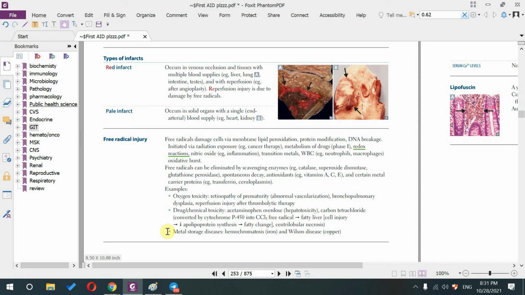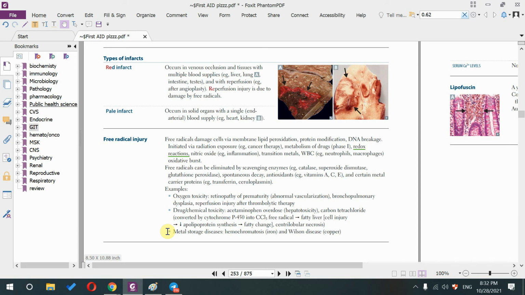For example, in phase 1. What is this phase 1? We'll speak about it in pharmacology. There are 2 phases for metabolization of any drug, phase 1 and phase 2. These 2 processes occur in the cytochrome P450 inside of your liver. We'll speak about it more deeply when we reach it. Also, redox reaction, which we'll speak about deeply in biochem.